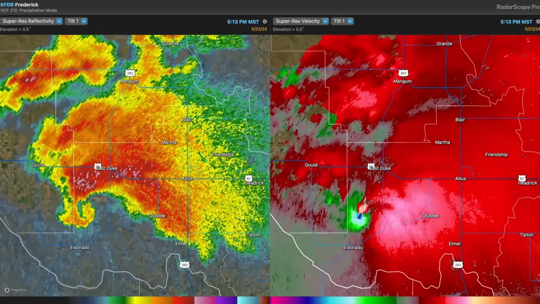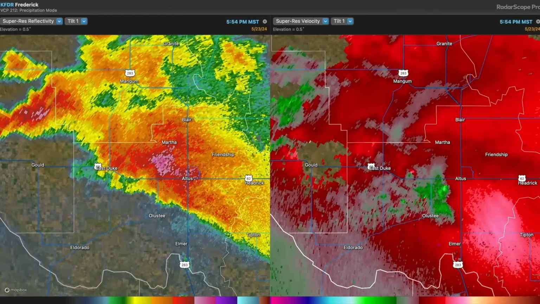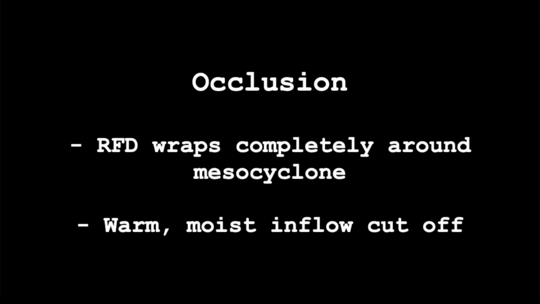Just like tornado genesis, certain radar signatures can provide clues that tornado dissipation is about to take place. Many of you may be familiar with the occlusion process of a cyclic tornadic supercell. This occurs as the rear flank downdraft wraps completely around the low-level mesocyclone, cutting it off from the warm, moist inflow needed to sustain tornado production.